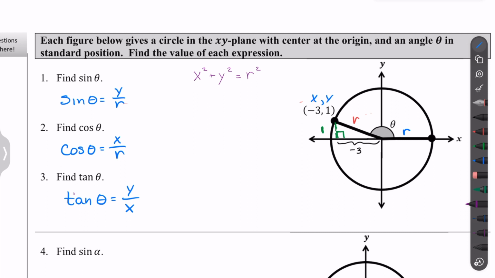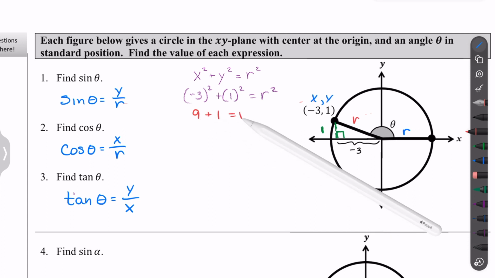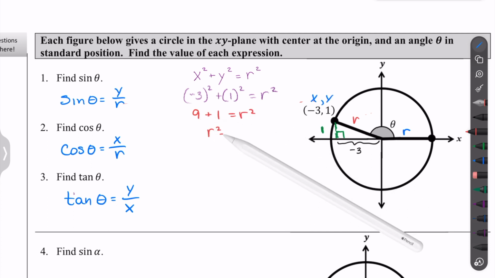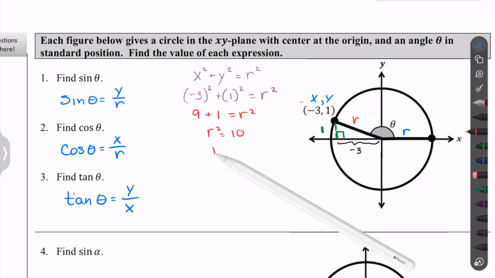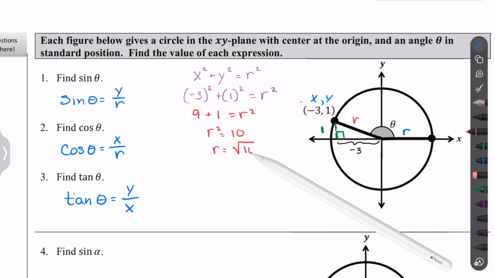So let's put in our x value, -3 squared, plus our y value, which is 1 squared. That would equal your radius squared. Now we just solve this for r. So that's 9 plus 1 equals r squared. So r squared is equal to 10. So r is equal to the square root of 10.